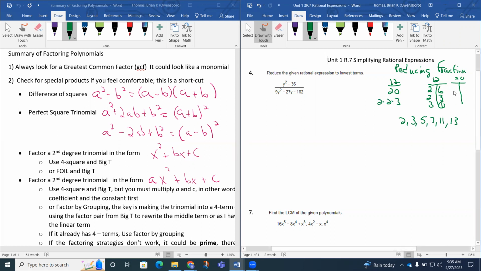If you look at the 20, 2 does go into 20 10 times. 10 is factorable. 2 goes into 10 5 times. Notice that neither 2 nor 3 go into 5, but 5 does go into 5 one time. So I could change this to 2 times 2 times 5.